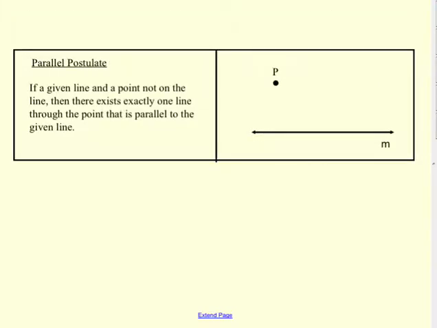Taking a look at the next one, the parallel postulate. Given a line and a point not on the line, there exists exactly one line through the point that is parallel to the given line. Here we have line M, and we have point P. We just picked a point that wasn't on the line. What this postulate is saying is that through this point, there can only be one line that is parallel to M. There can only be one line where the slopes are the same going through that point, because if it was slightly different, then it wouldn't be parallel. So there's only one line going through point P to make it parallel. All right, let's keep moving forward.